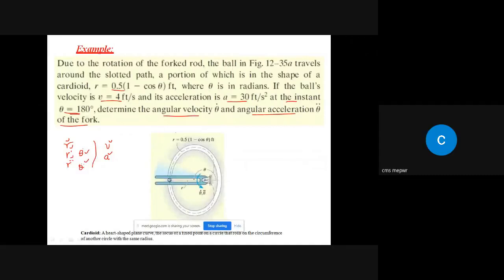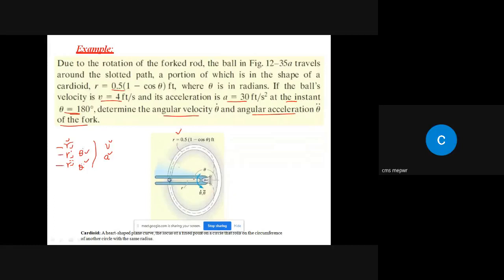Can I find out r dot? Yes, sir. Can I find out r double dot? Yes, sir. By taking its first derivative, it will be r dot. By taking the double derivative, it will become r double dot. Put theta equal to 180, so you will get the values of r, r dot, and r double dot, right? Yes, sir. Okay.